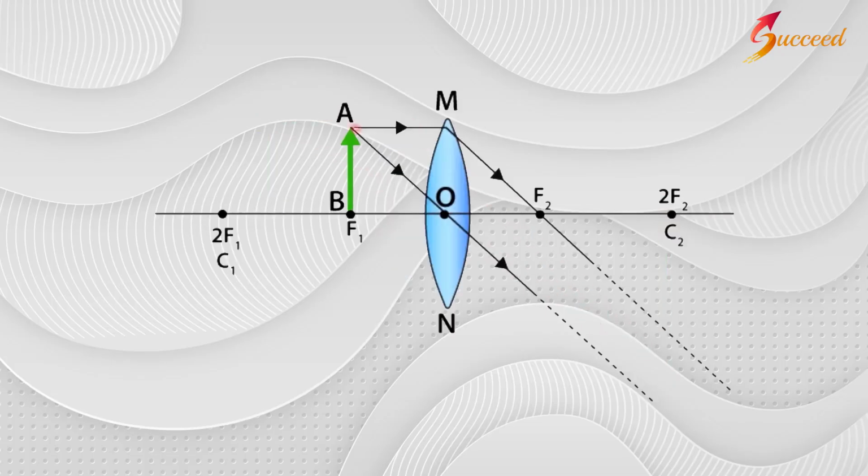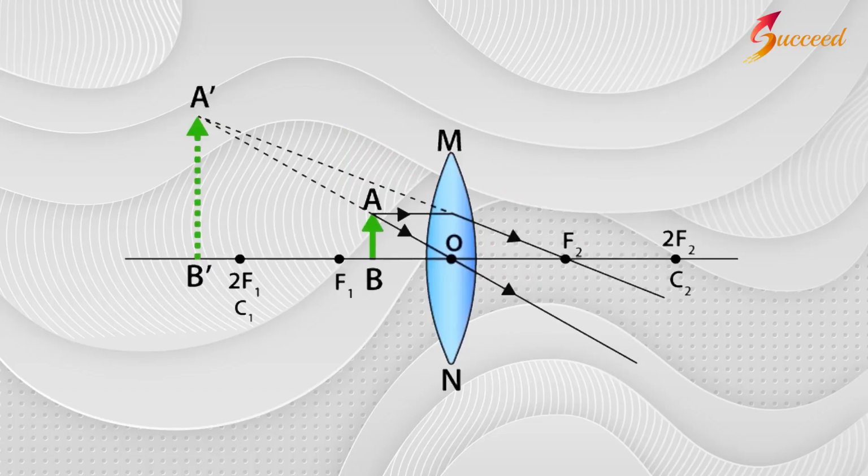Now let us place the object at F1. Let us take two incident rays, one parallel to the principal axis and one passing through the optic center. We observe that these lines after refraction never meet. So we say the image is formed at infinity and it is infinitely large, but it is real and inverted. Now let us move on.